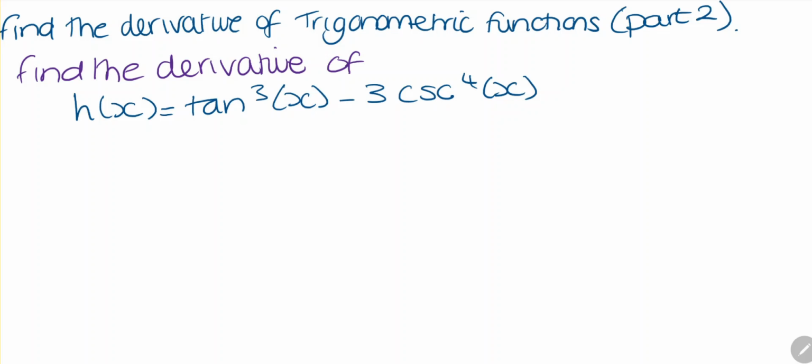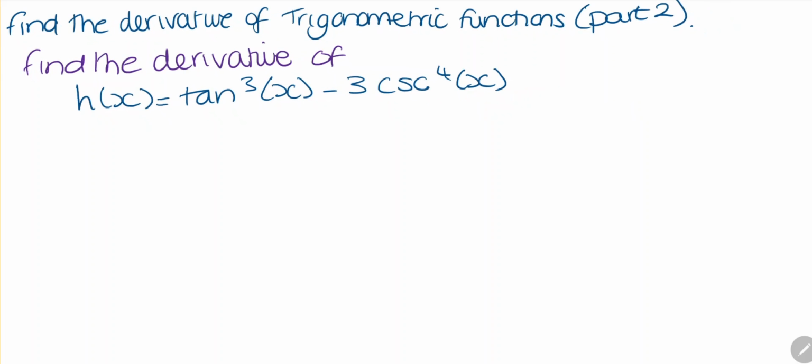Okay, so we're going to have a look at some more derivatives of trigonometric functions. So we have a question here. Find the derivative of tan cubed x minus 3 cosecant 4x. So we need to look at these. Just going over to the side, we could write tan cubed of x as tan x cubed. And we could write this as minus 3 cosecant of x to the 4.